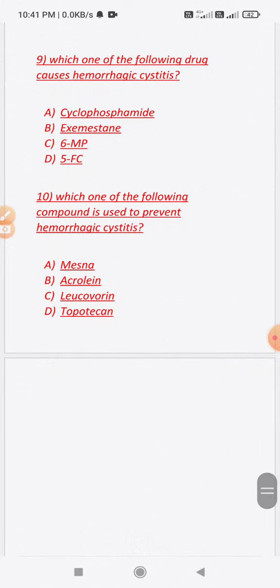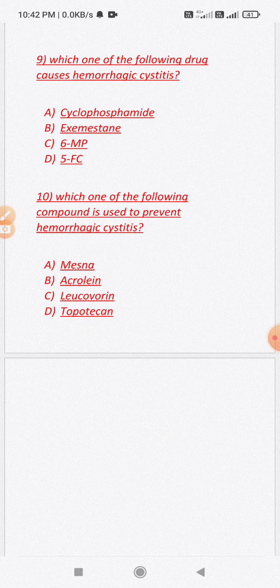Which one of the following compounds is used to prevent hemorrhagic cystitis? We have learnt cyclophosphamide causes hemorrhagic cystitis. So, to prevent this, which compound can be used with cyclophosphamide? Option A, Mesna. Option B, Acrolein. Option C, Leucovorin. Option D, Topotecan. The correct answer will be Mesna. Mesna is given with cyclophosphamide to reduce hemorrhagic cystitis or acrolein toxicity.